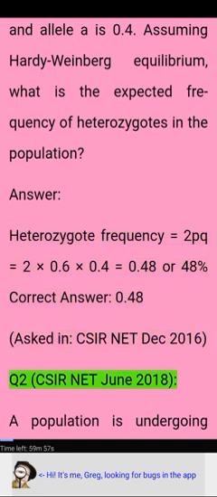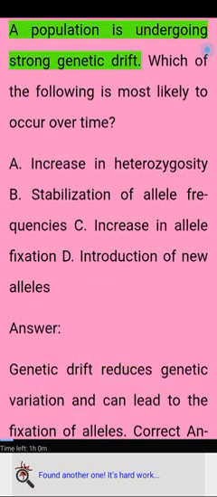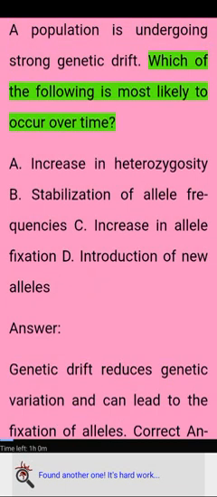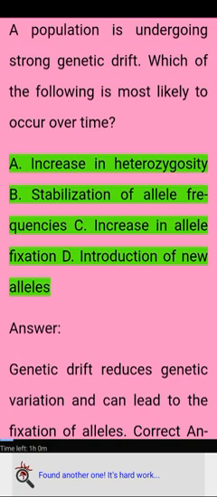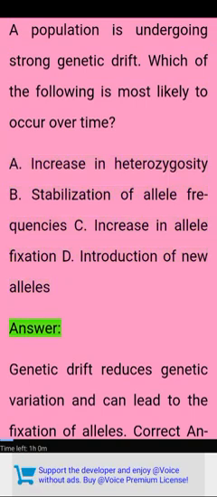Q2, CSIR NET June 2018. A population is undergoing strong genetic drift. Which of the following is most likely to occur over time? A. Increase in heterozygosity. B. Stabilization of allele frequency. C. Increase in allele fixation. D. Introduction of new alleles. Answer.